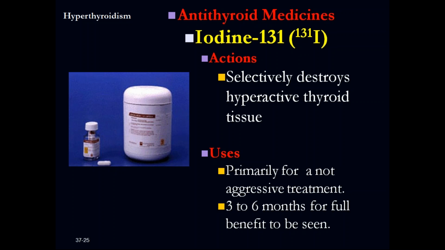These antithyroid medicines will take effect in about 3 to 6 months. The previous one, when you give T3 and T4 for hypo, takes 3 to 4 weeks. Here, the opposite, antithyroid is going to take effect from 3 to 6 months.